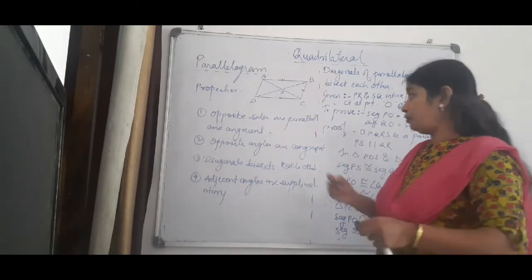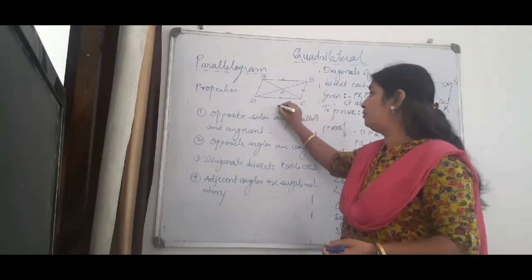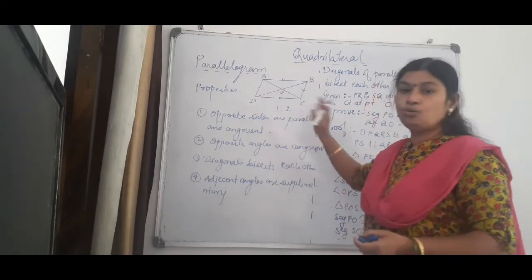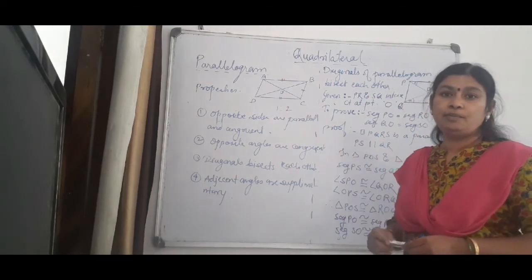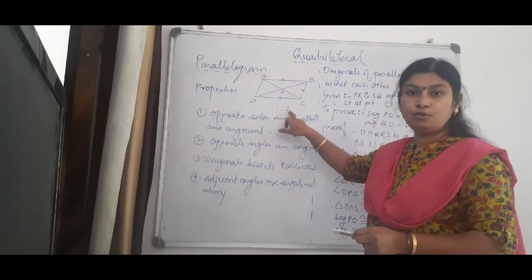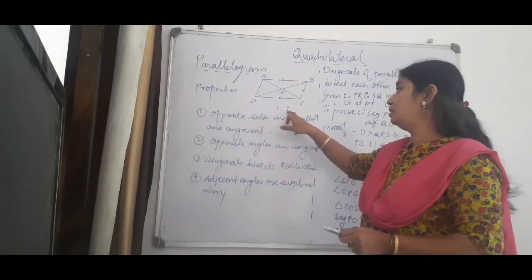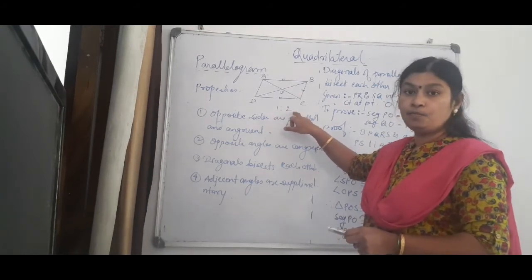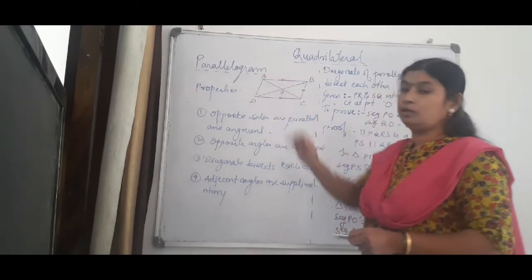If the angles or sides are given in the ratio 1:2, then you have to take, let the common multiple be x, and then the first side is x, the second side is 2x, or the first angle is x and the second angle is 2x. In this way you have to solve the problem.